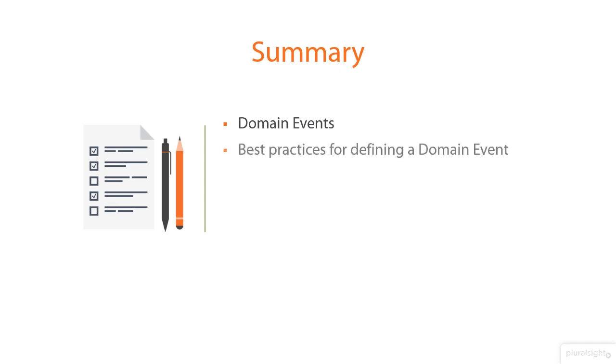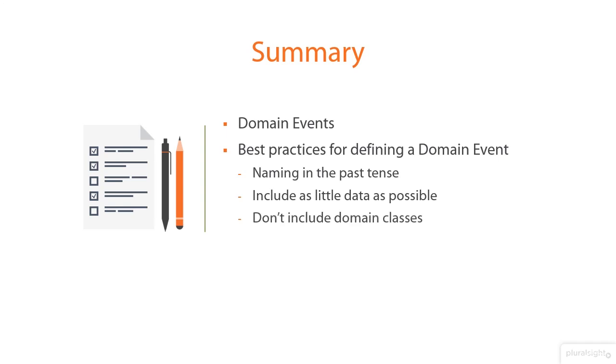We discussed 4 best practices for defining domain events. First, keep the naming in the past tense. Second, try to include as little data in a domain event as possible. Ideally, it should contain only the information that is needed for the external code to react on this event, nothing more. Third, don't include domain classes such as entities and value objects into domain events.